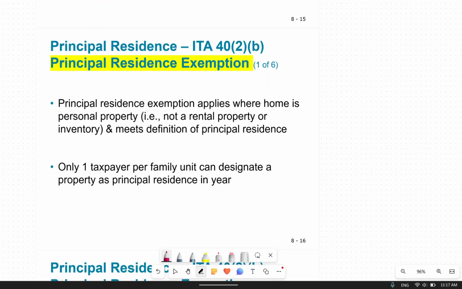Now when you have a personal principal residence exemption, if you have a principal residence, of course the property value went up.